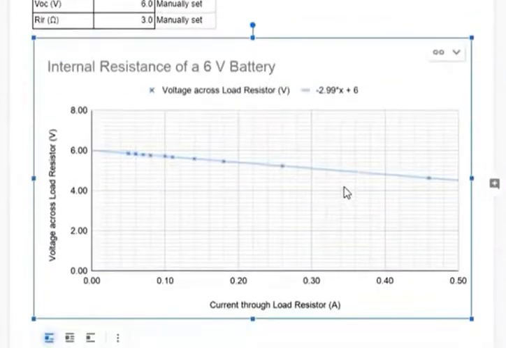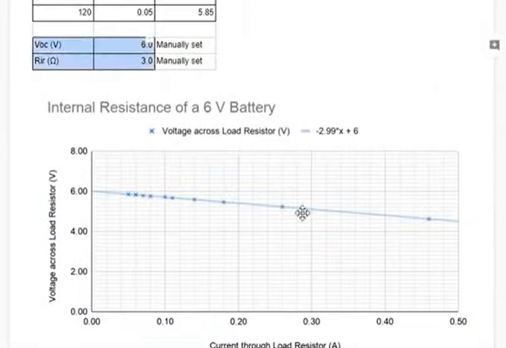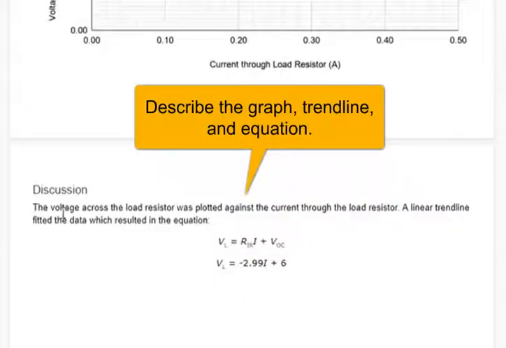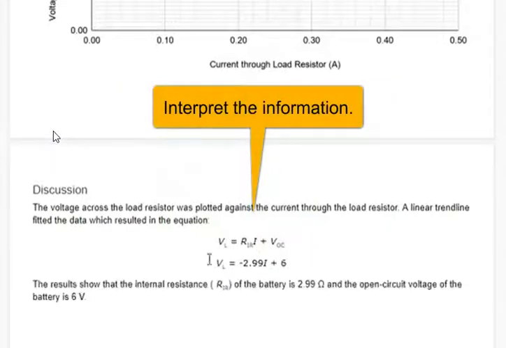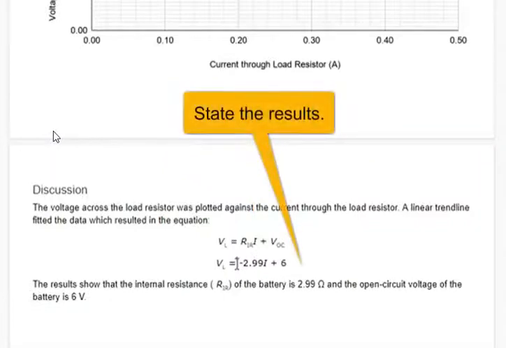My main discussion is going to center around the graph and compare that to this information here. So the first thing I'm doing is describing the graph, that it produced a linear trend line, which had an equation of this. Now I'm going to interpret what this is. So reading the equation, I'm saying that the results show that the internal resistance is 2.99 ohms and the open circuit voltage is 6 volts.